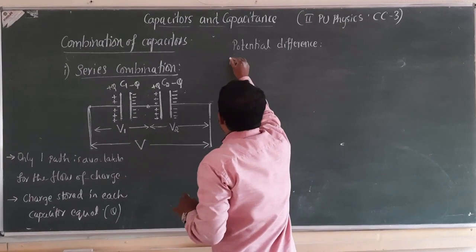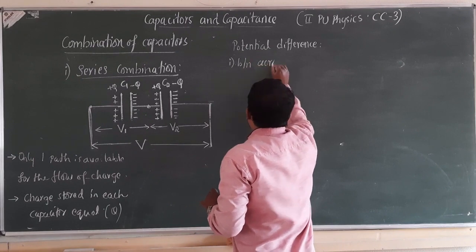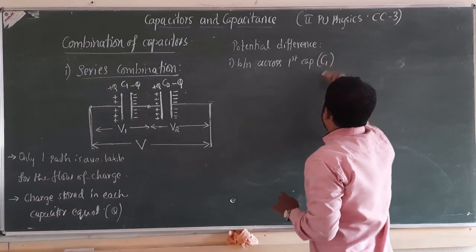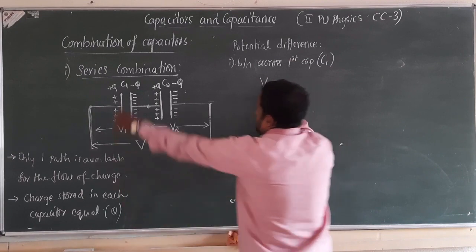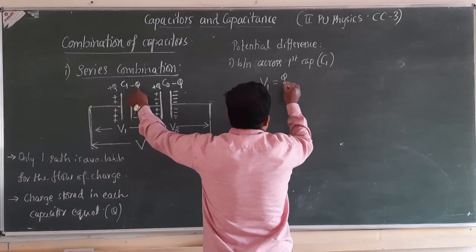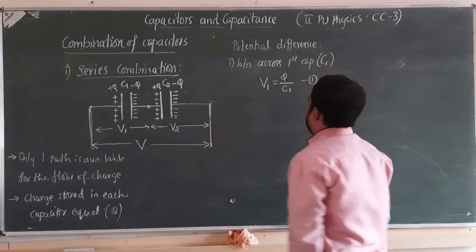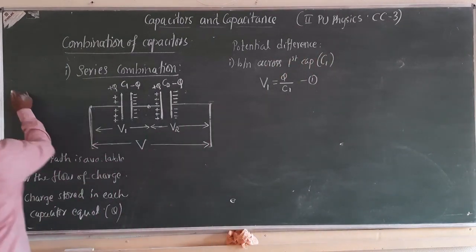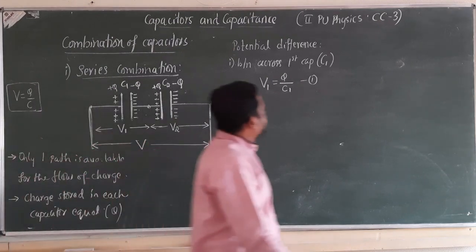The potential difference across the first capacitor, that is C1, is represented as V1 here. V1 can be written as the amount of charge stored, Q, divided by its capacitance C1. Let it be equation number 1. We used this formula, V is equal to Q divided by C, the relation between potential difference, charge and capacitance of a capacitor, as the reference equation for this derivation.